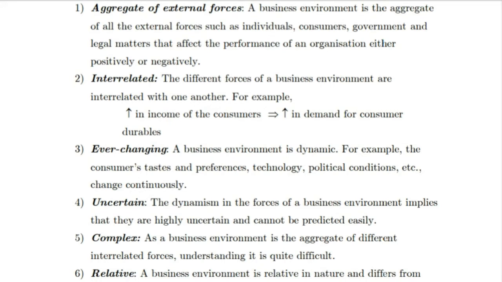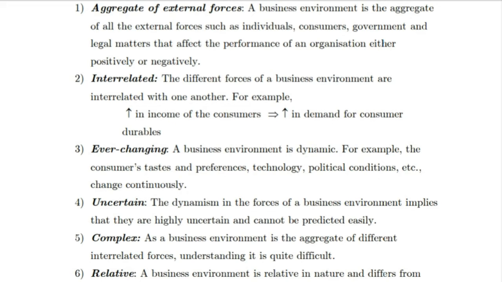2. Interrelated. The different forces of a business environment are interrelated with one another. For example, increase in income of the consumers leads to increase in demand for consumer durables. 3. Ever-changing. A business environment is dynamic. For example, the consumer's tastes and preferences, technology, political conditions, etc., change continuously. 4. Uncertain. The dynamism in the forces of a business environment implies that they are highly uncertain and cannot be predicted easily. 5. Complex. As a business environment is the aggregate of different interrelated forces, understanding it is quite difficult.